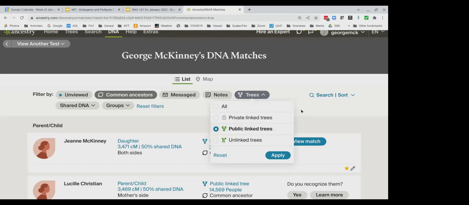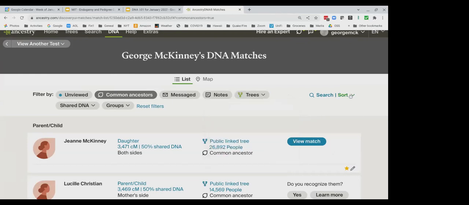Now, note here, some people have trees on Ancestry, but they don't let you go into them unless you get their permission. Other people do their DNA test, they have a tree on Ancestry, but they haven't linked the tree. So you have to go to their site and find the tree and look at it. We'll do that in a minute.